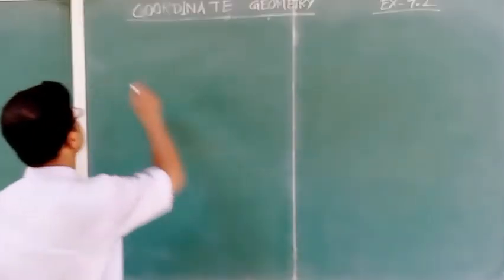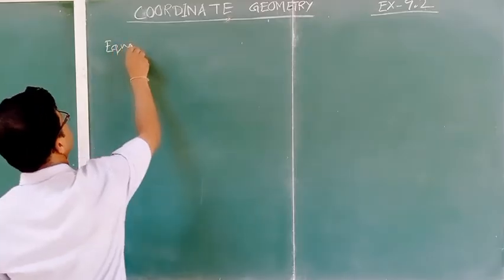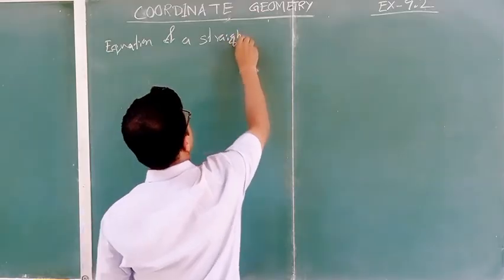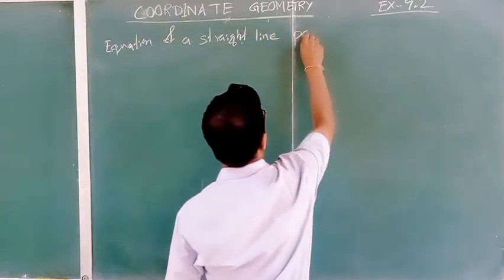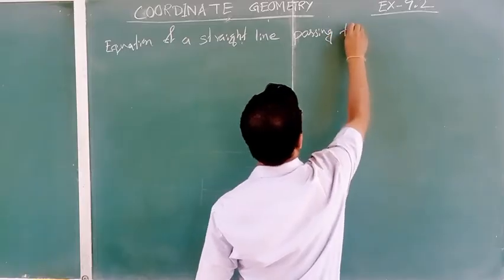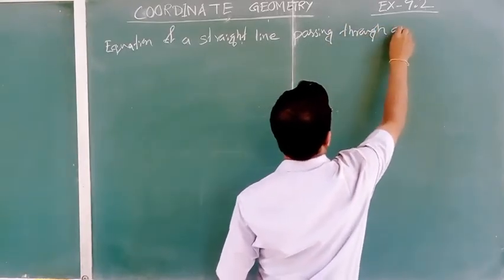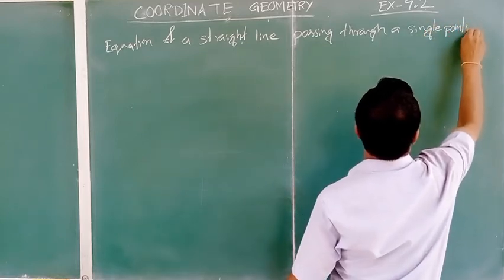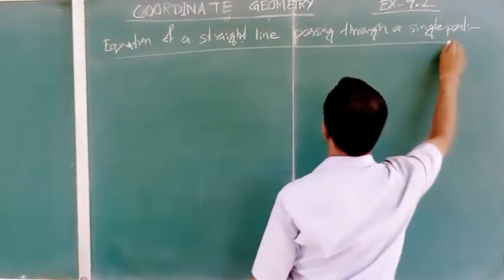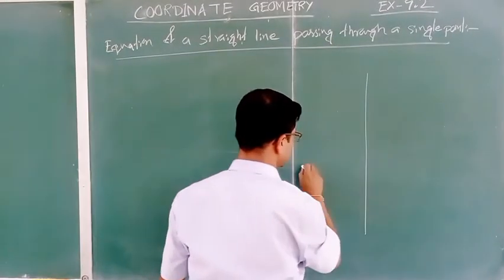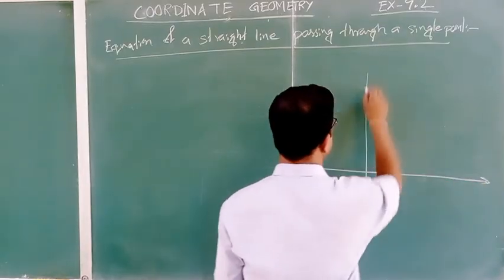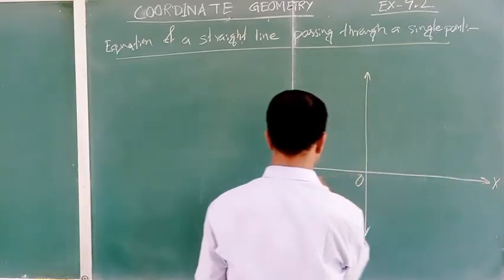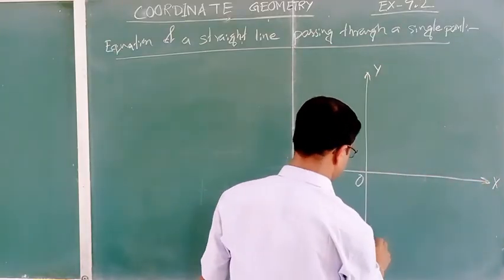After this let us see the equation of a straight line passing through a single point. Okay, this is the topic. Now let us represent this. If the diagram is clear to us, we can solve any problem. The main thing is the diagram.